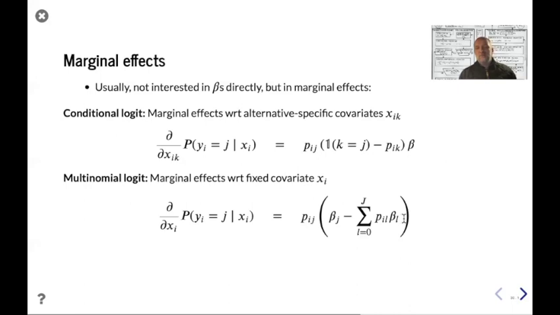And it's not that hard, right? By the way, here I've assumed a linear index like we would have in the conditional logit model. If that's not the case, this would just be the derivative of the utility with respect to x, x_ik.